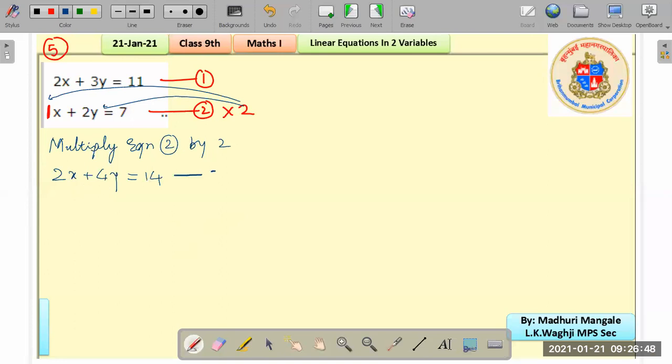This is equation 3. And what is the next step? This is step 1. Multiply something to any of the equations or both of the equations to make the x terms or y terms same. We have got the x terms same. Check equation 1 and equation 2.